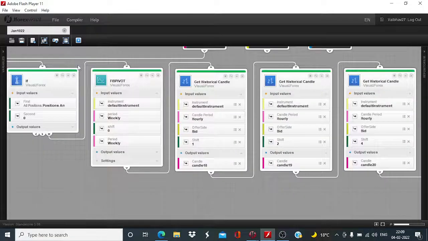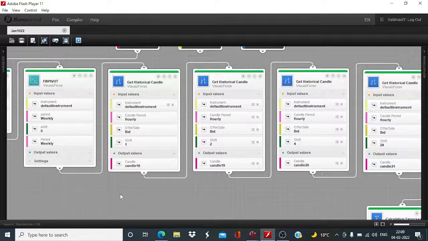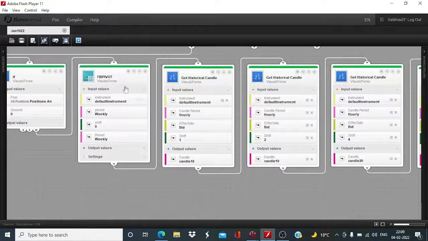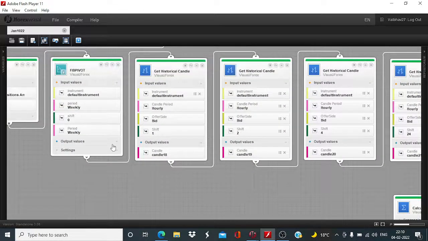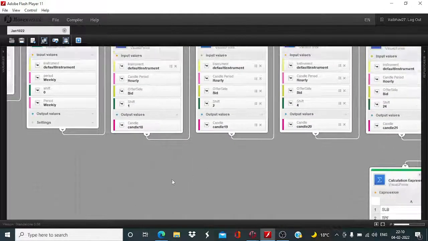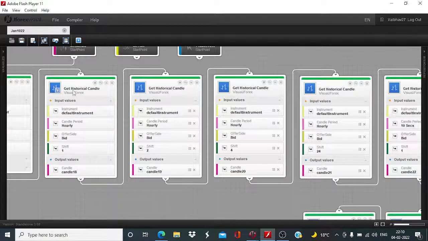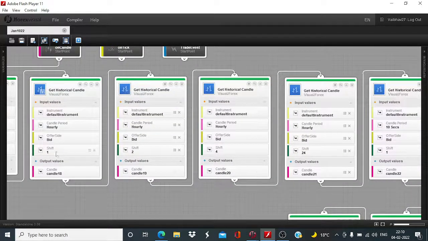After that, I had added these different blocks. First one is of the indicator Fibonacci pivot, and we have defined these input parameters as per our requirement, and using these output values, we will be defining the conditions which are going to help us figure out a profitable combination. To look at the price volatility, these get historical candle blocks are also being used with varying look back periods. This one is 1, here 2, 4 and 24 respectively.